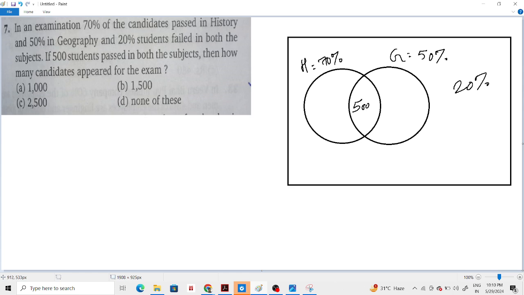Then how many candidates appeared for the examination? So 20% failed in all. That means 80% passed. 80 out of 80%, exactly. Then n of 80%, that means 80%, right. 80% is 500. That means.